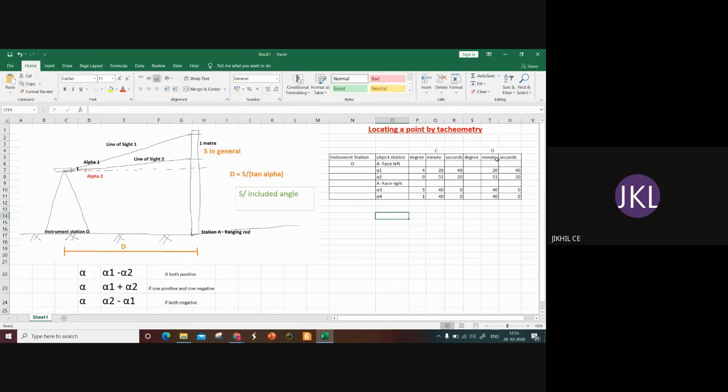So I think you can copy this table. This will be a clearer table: instrument station, object station A, face left, alpha 1, alpha 2, the degree, corresponding vernier values C and D, and the face right values. So what I was telling is that the included angle measured from the face left condition will differ from the face right condition. So you have to take the average of the internal angle. Okay.